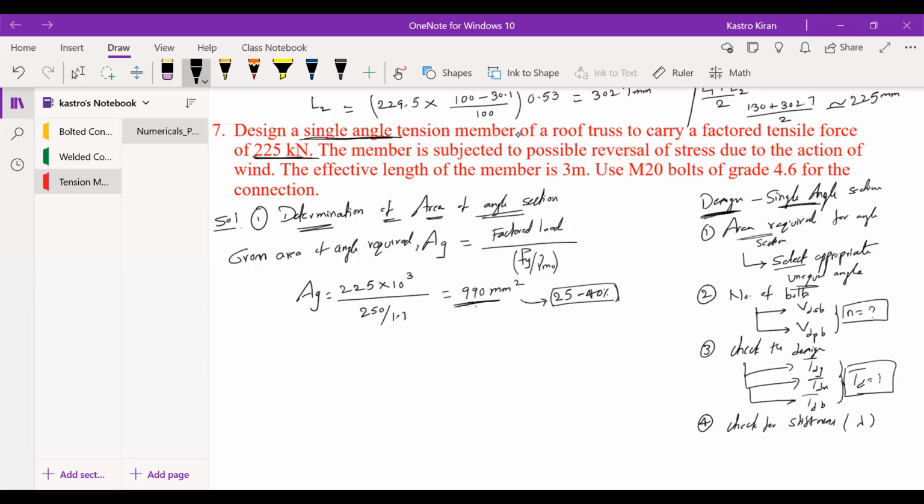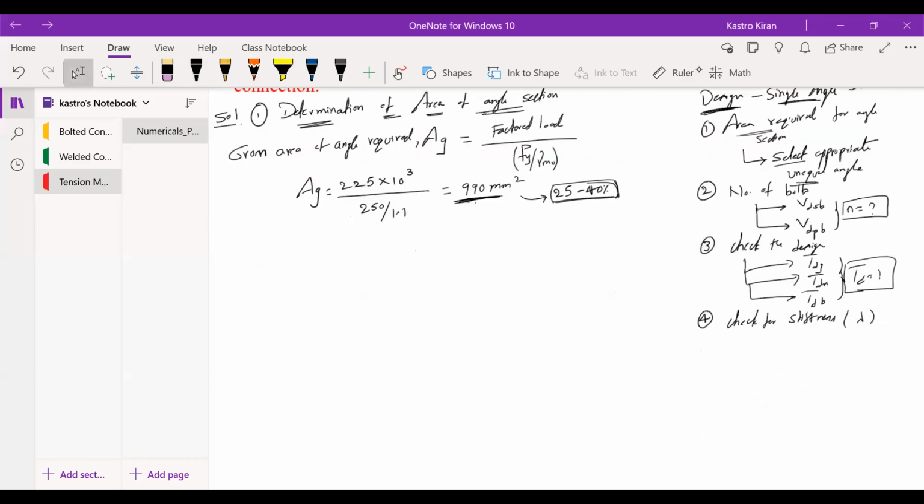So you got 990 mm square, you increase this value to anywhere between 25 to 40%. Then you find out the area. That's the key thing. Increase the value by 25 to 40% of the area that is obtained, and from this you select an angle section. So if you refer to the steel tables book, I am just taking this particular angle section. It's a trial and error method again.